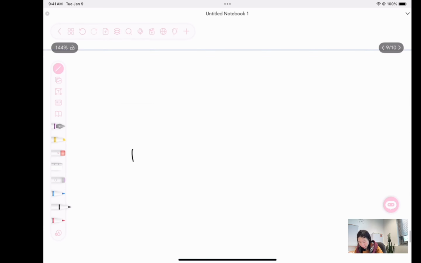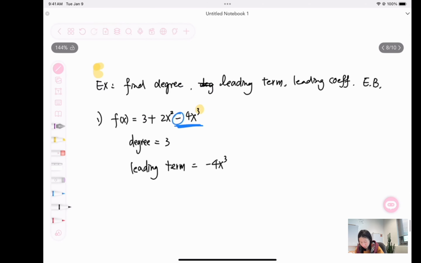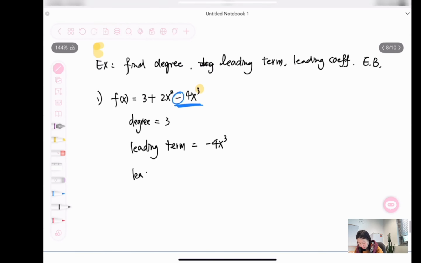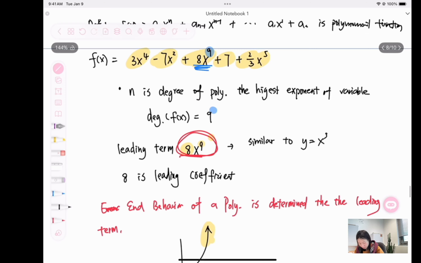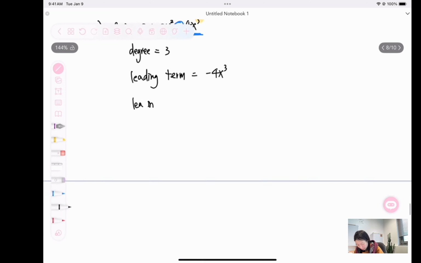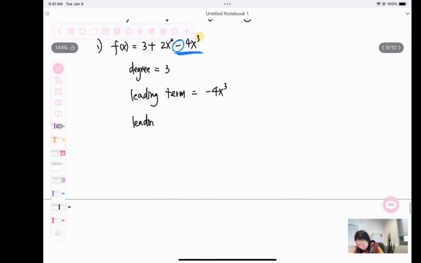So where is the leading coefficient? Then we need to look at the leading term. Look at the leading term, which is negative 4x cubed. So here the leading coefficient is negative 4.